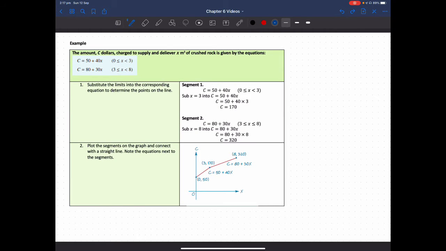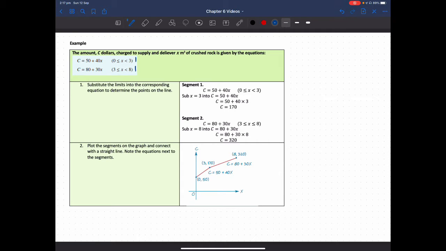In this example, it says to us, the amount $C charged to supply and deliver x meters cubed of crushed rock is given by the equations. So what we have here are two equations. C equals 50 plus 40x, which is going to be true between 0 and 3. And we have C equals 80 plus 30x, which is going to be true between 3 and 8.